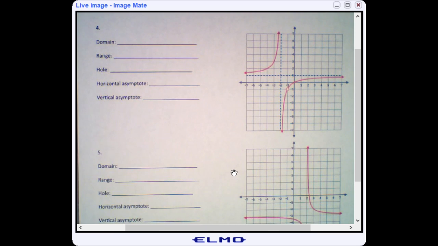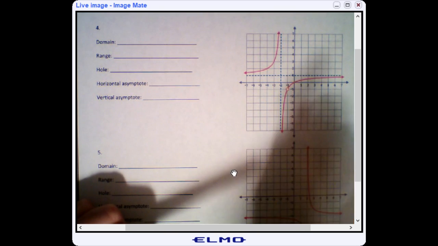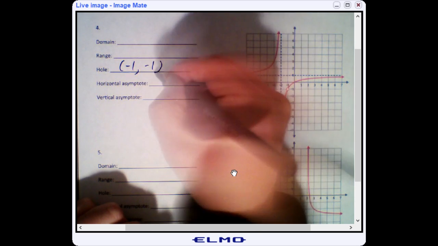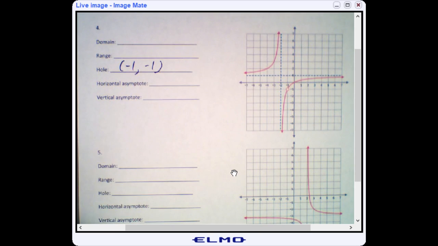Okay, so we have a little bit more going on in the next problem. I notice that there's a hole drawn. So that's going to be my hole. It's at -1, -1. I drew in the horizontal and vertical asymptotes.